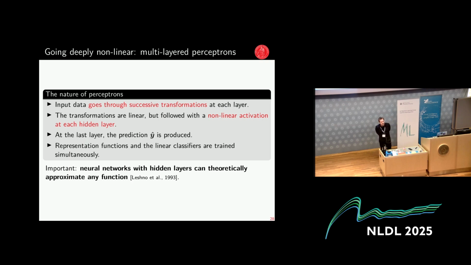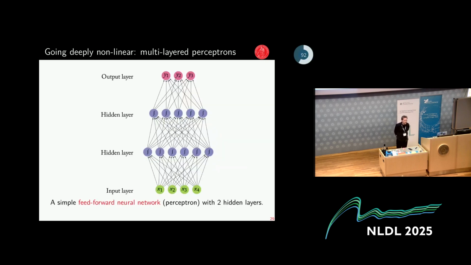Of course, the question still remains about whether some specific function can be approximated in finite time. But yeah, still in theory, deep multi-layered neural networks with nonlinearities can approximate more or less any function. Right.